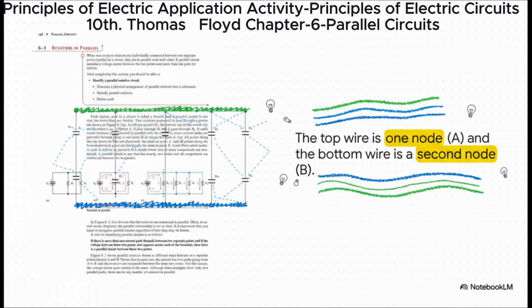Let's see that in action right here. See that top wire? Electrically speaking, that entire wire is one single point. We'll call it node A. And the entire bottom wire? You got it, that's node B. Now look at those resistors. Every single one has one leg connected somewhere on node A, and the other leg connected somewhere on node B. And that, right there, is the textbook definition of a parallel circuit.